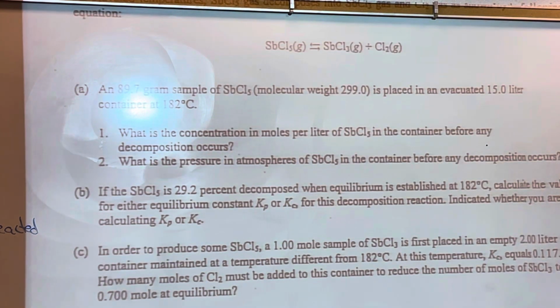What is the pressure? How would I find the pressure of the gas before we did any decomposition? P equals molarity times RT. Okay, the ideal gas law, pressure is equal to MRT, or you can just use PV equals nRT, however you want to do it. So do those two things.